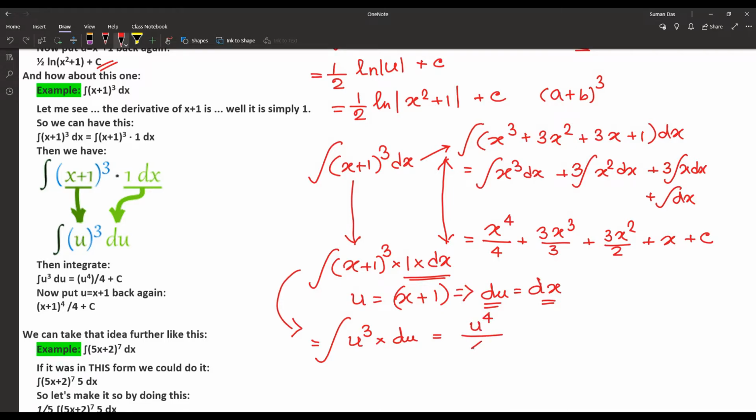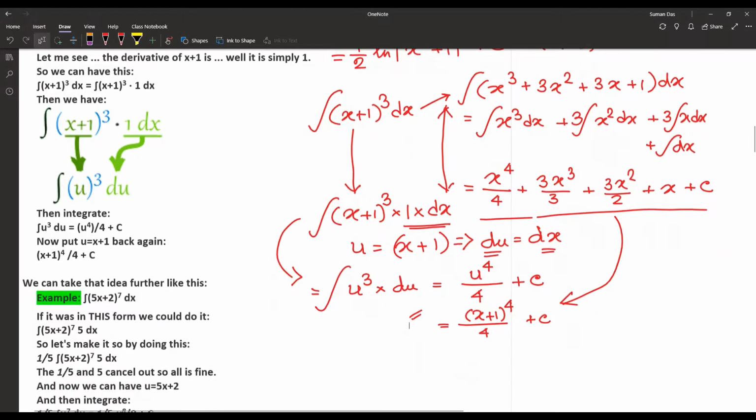The formula of integration gives us the result as u to the power 4 by 4 plus the integration constant, and as u is equal to x plus 1, it is (x plus 1) to the power 4 divided by 4 plus integration constant, and that is the same result as here. So using the substitution method, that becomes easy. Let's check the next problem.